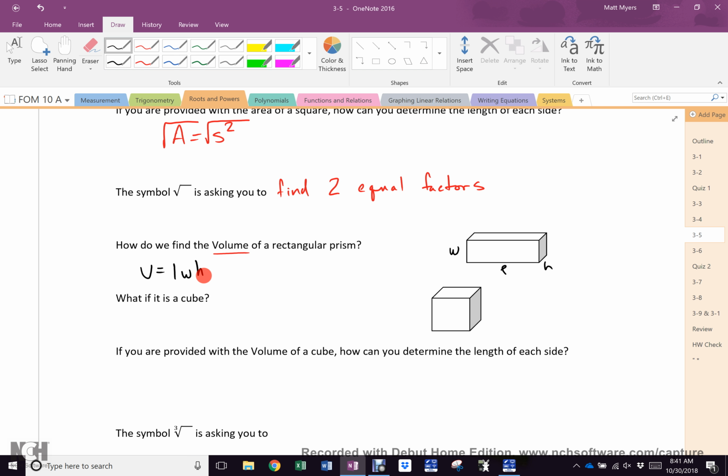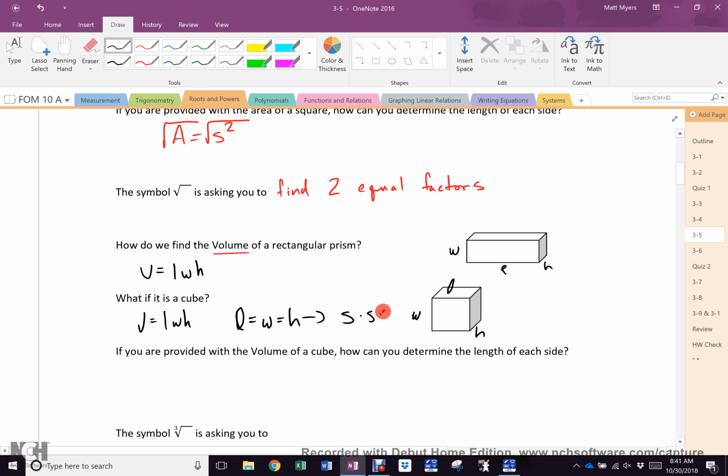What makes a cube special? Is it still WLH? Yes. Volume of a cube is still LWH, but what makes a cube a cube? All sides are the same. So L equals W equals H. So do I need 3 letters? What do I need? 1 letter, S. S times S times S would never be written. What would we write? S cubed. So the volume equals S cubed, correct?